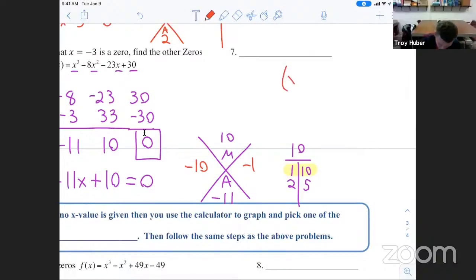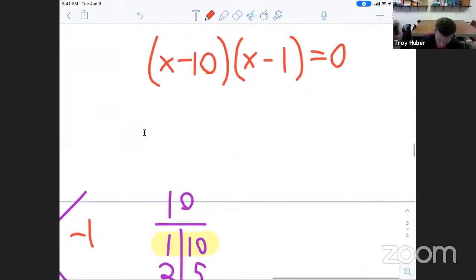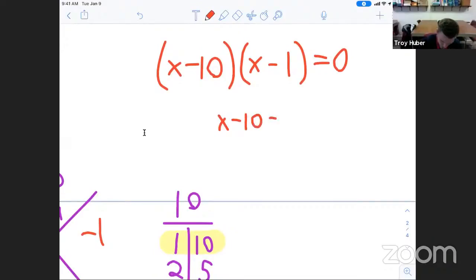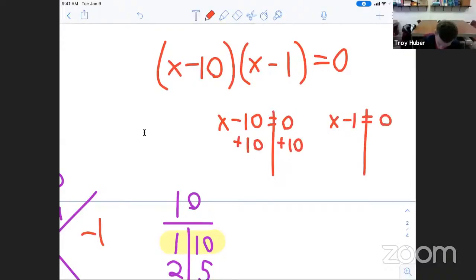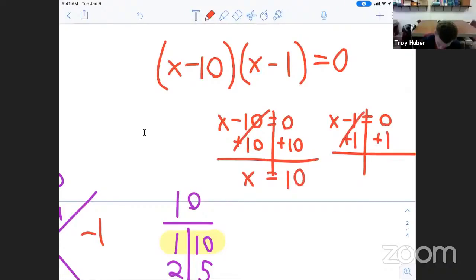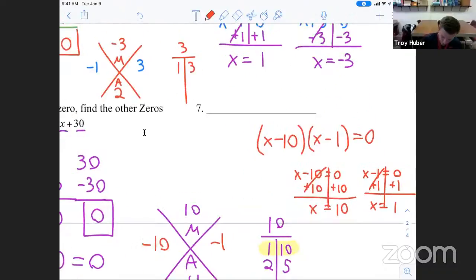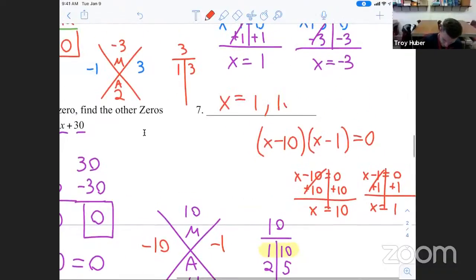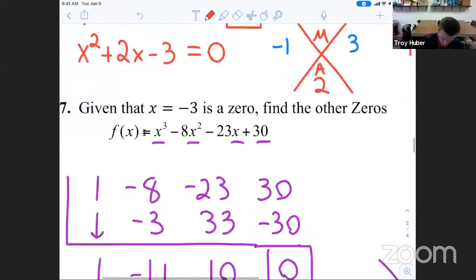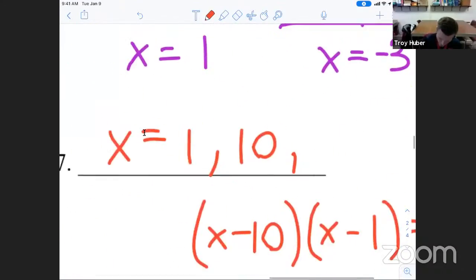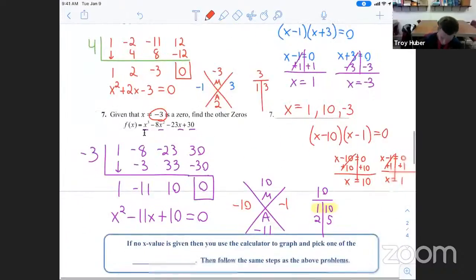All right, so we have x minus 10, x minus 1 is equal to 0, and now we just have to set them both equal to 0. So I got x equals 1 and 10. And don't forget about our -3. So these would be our 3 solutions to this one.